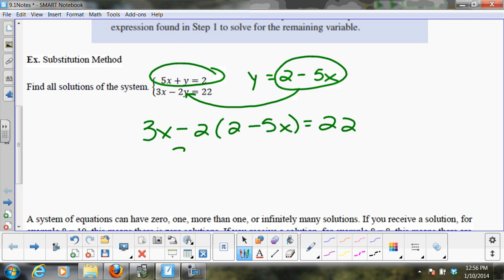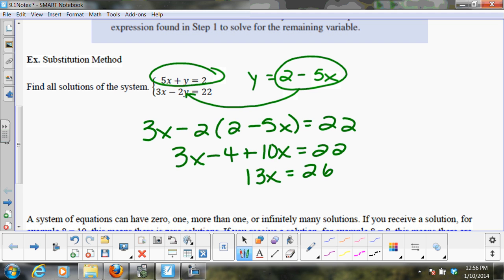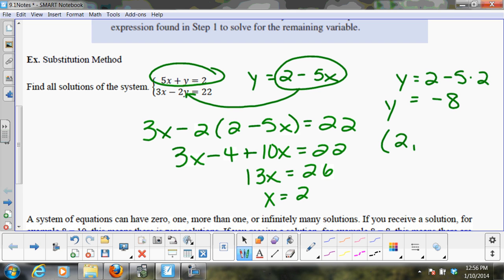Then distribute. Solve for x. X is 2. Take 2, plug it back in, and we get that y is negative 8. So our point is 2, negative 8.